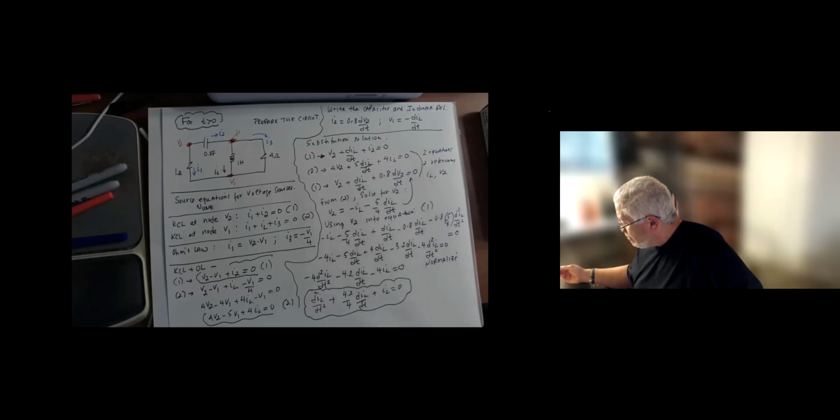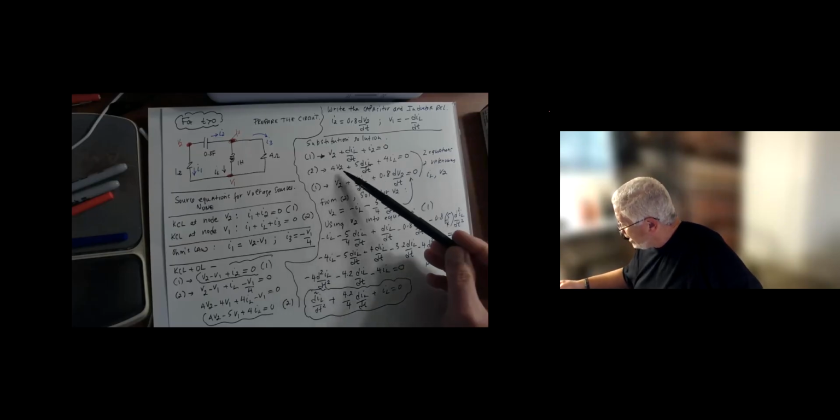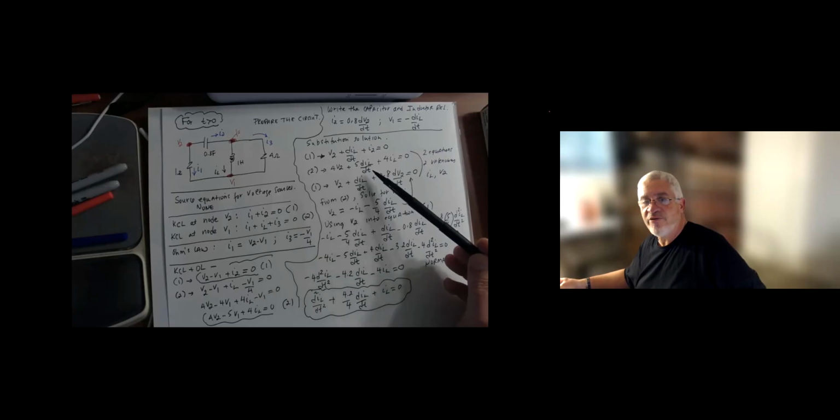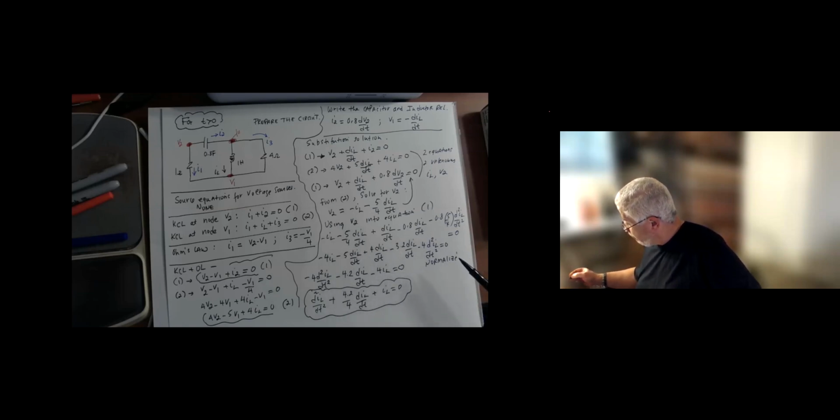There are many ways to do this, but in this case there's a fairly obvious one. You don't want to solve for something that's sitting inside a derivative, so I solve for V2 from equation 2. V2 is minus IL minus 5 over 4 dIL/dt. Then I use V2 in equation 1, and I get a bit of a mess, but I get an equation. I collect terms, put them under the same denominator, combine them, and eventually normalize so the highest order derivative has a unit coefficient.